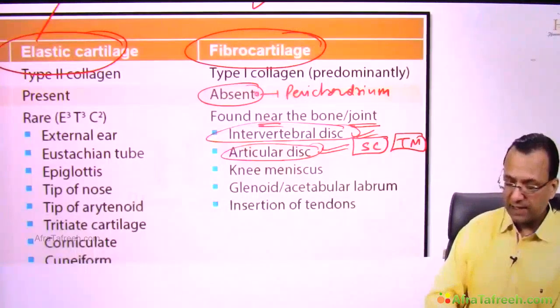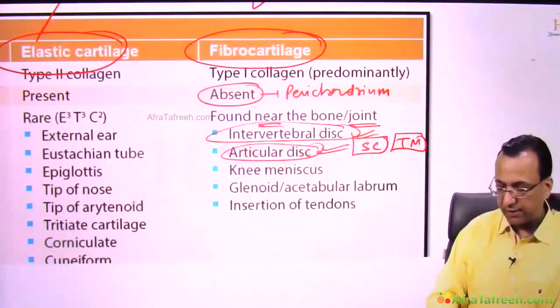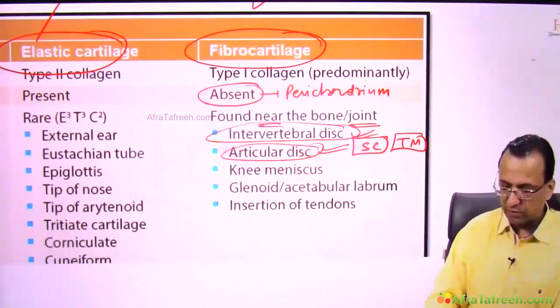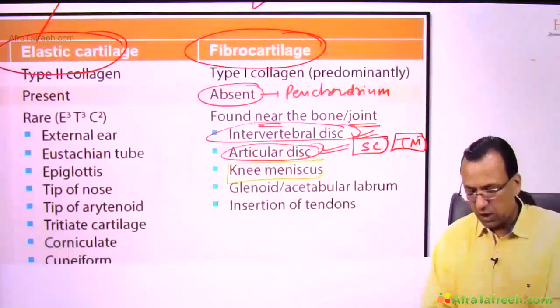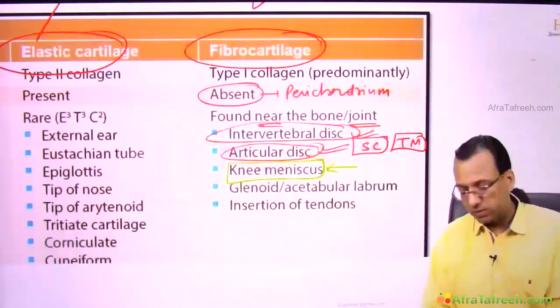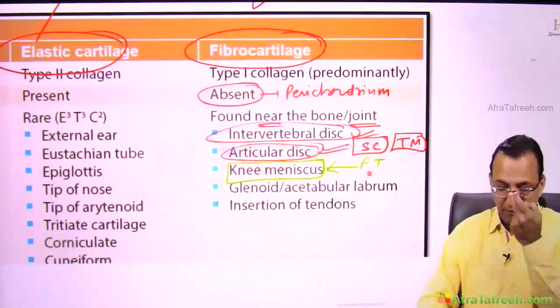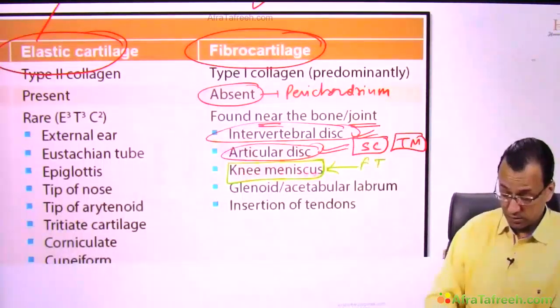Yes, and examples near the joints are the intervertebral disc and the articular disc, in the sternoclavicular joint, the temporomandibular joint, and the knee meniscus also. What about the knee meniscus? It lies between the femur and the tibia. Between femur and tibia you have a chance of one bone hitting the other, so you have a shock absorber.